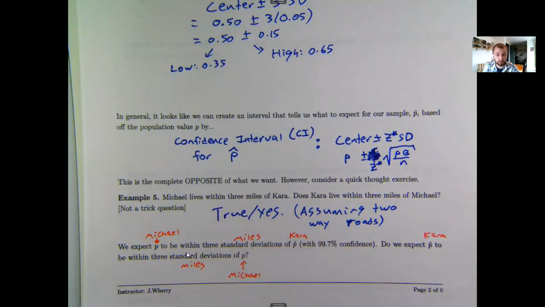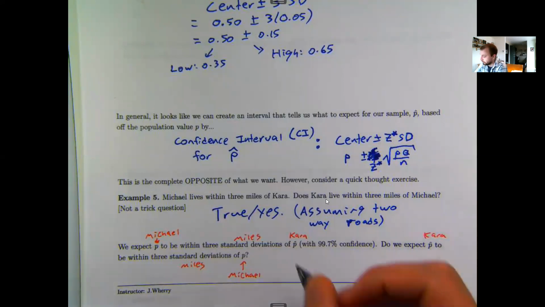Oh, shoot, this is the same thing. So this statement here is the same thing as asking if we think Michael and Kara living within 3 miles of each other means that Kara and Michael live within 3 miles of each other. This is true in almost an empty sentence kind of way. So yes.